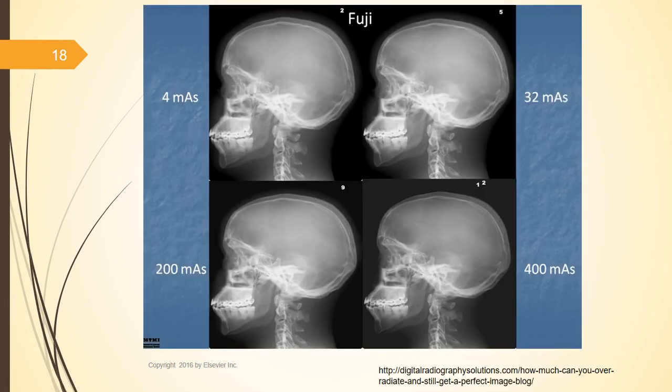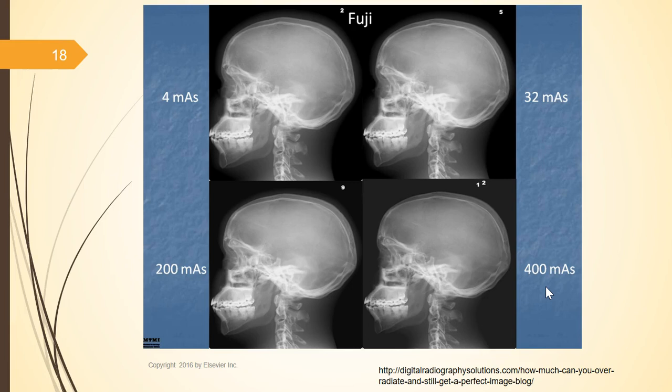Now, when I showed you the different techniques on the film, did you notice there was a light one, there was an optimal one, and there was a dark one? Well, this is a digital skull. And look, this one was taken at 4 mass, 32 mass, 200 mass, and 400 mass. And guess what? They all look good.